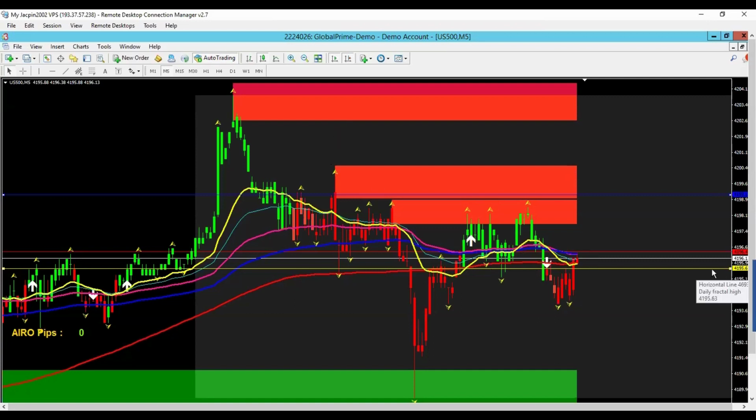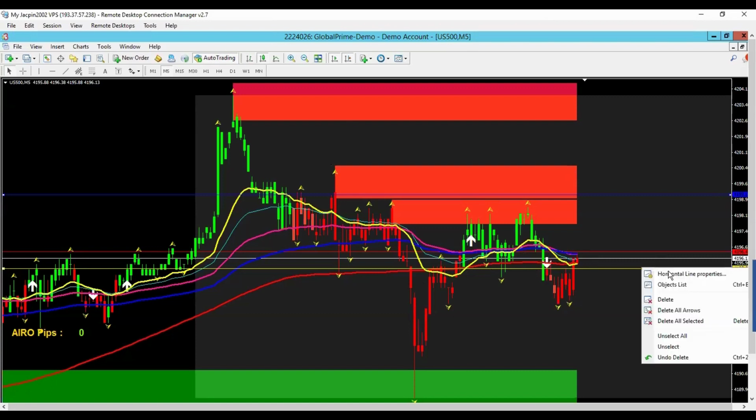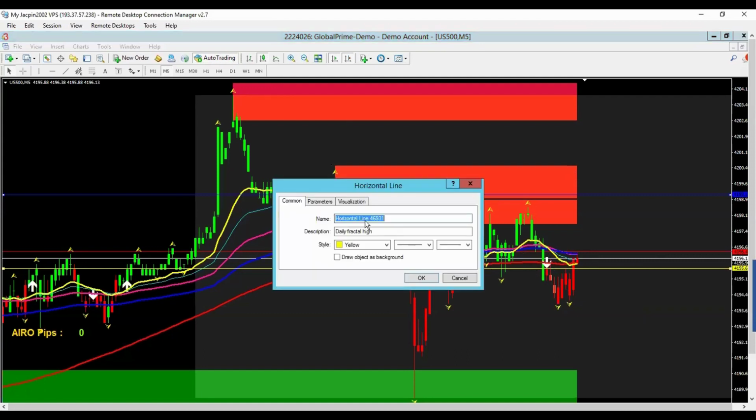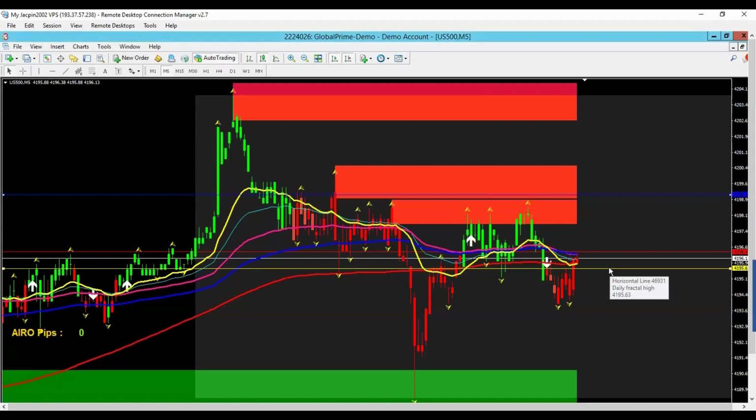This right here is another horizontal line that I drew. You see what I wrote here? Daily fractal high. That's what I named it. To name these, all you need to do is double click on your line, right click, horizontal properties, and in the description, that's what I did. That's how it comes up like that. Color it whatever way you want, but that's how I start writing them, because I keep forgetting what my lines mean.